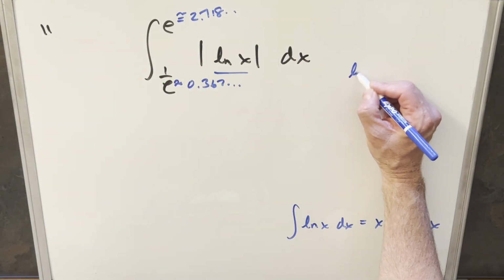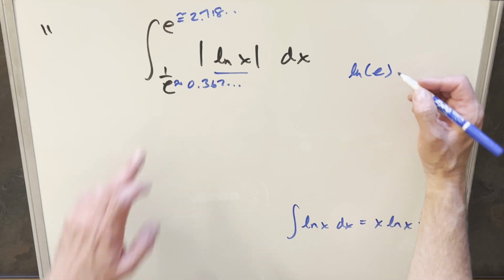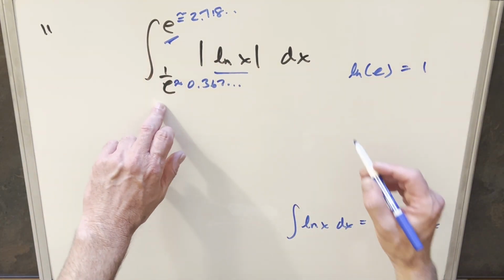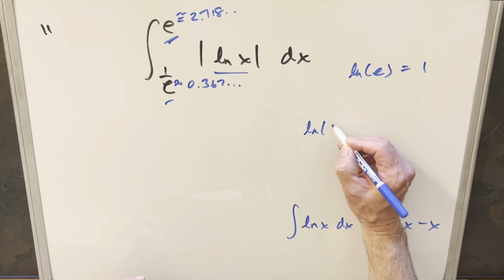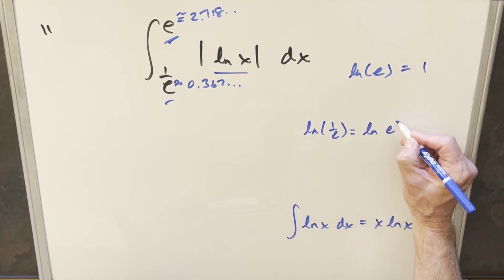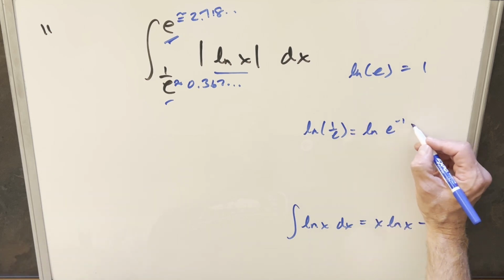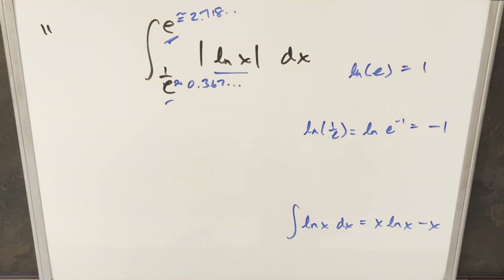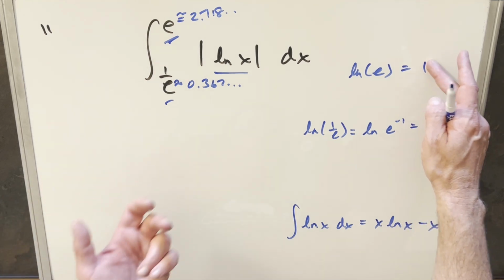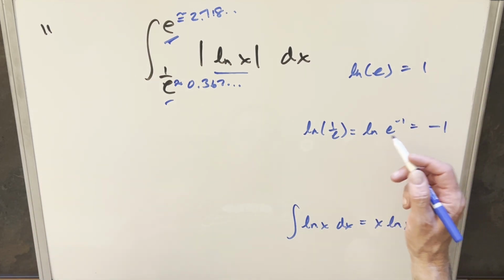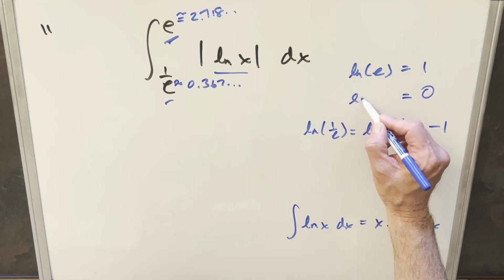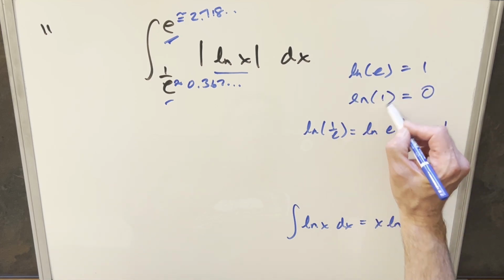We know that ln e, our upper bound, is just 1. For the lower bound, ln of 1 over e, we can rewrite 1 over e as e to the minus 1. By log properties, this value is just minus 1. So at the lower bound we have a negative value, and at the upper bound a positive value. We need to find where it changes over, which is where natural log of x equals 0, and that happens when x is equal to 1.